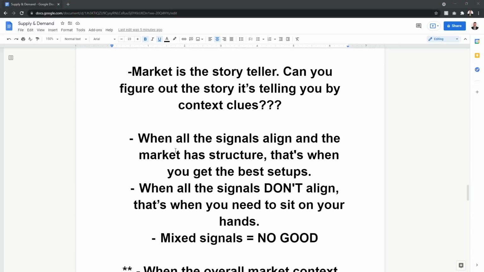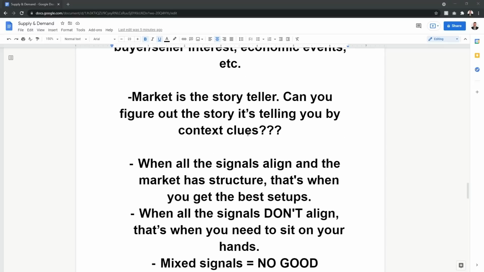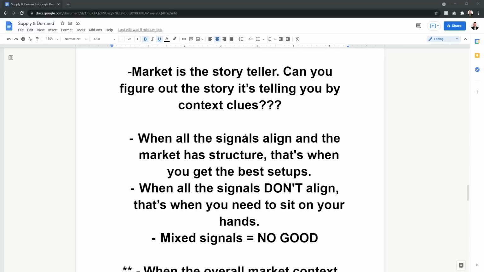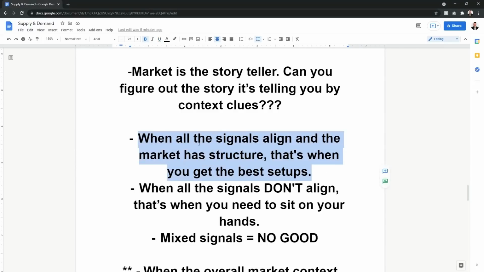Now, I also need to see all my signals, everything that I mentioned up here, what I like to see based on my edge and how I trade. I need to see them all align, and they're only going to align when the market has structure, when something is definitive with me being able to read it properly. That's when I get the best setups.